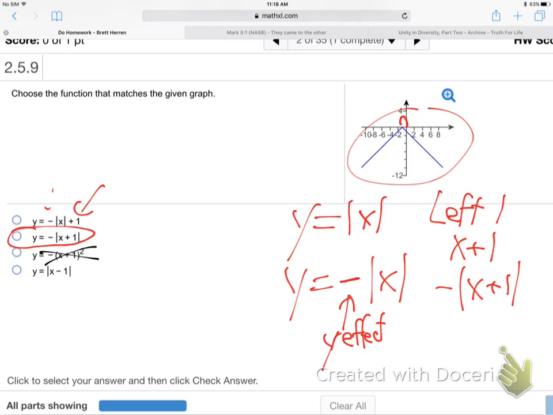Now, what's wrong with that one? What's wrong with that plus 1 there? That's indicating to go up. That's an up one, because that's outside. That's a y effector.